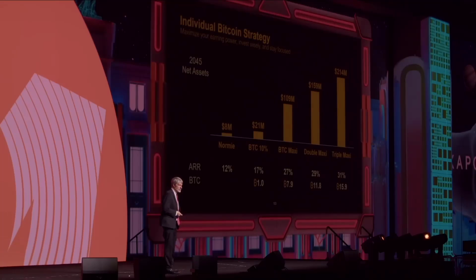What's the result? Well, this is the result. The normie ends up with $8 million in 21 years. The 10%er will more than double that. The Maxi ends up with 100 million. The double Maxi 150, the triple Maxi 214 million. You can see the power of leverage, and the choice is yours. And you can also see, it takes 15.9 Bitcoin to be a triple Maxi. 6.25 Bitcoin will make you a wealthy person.